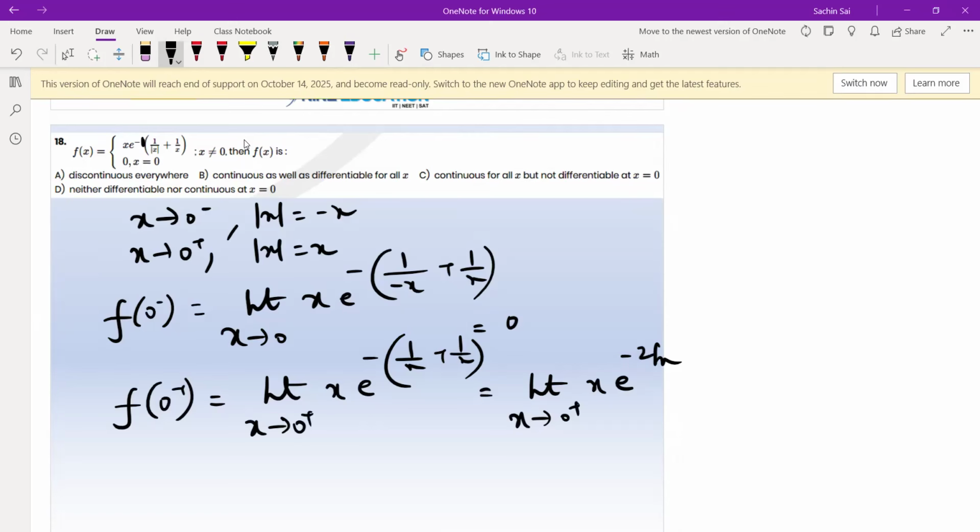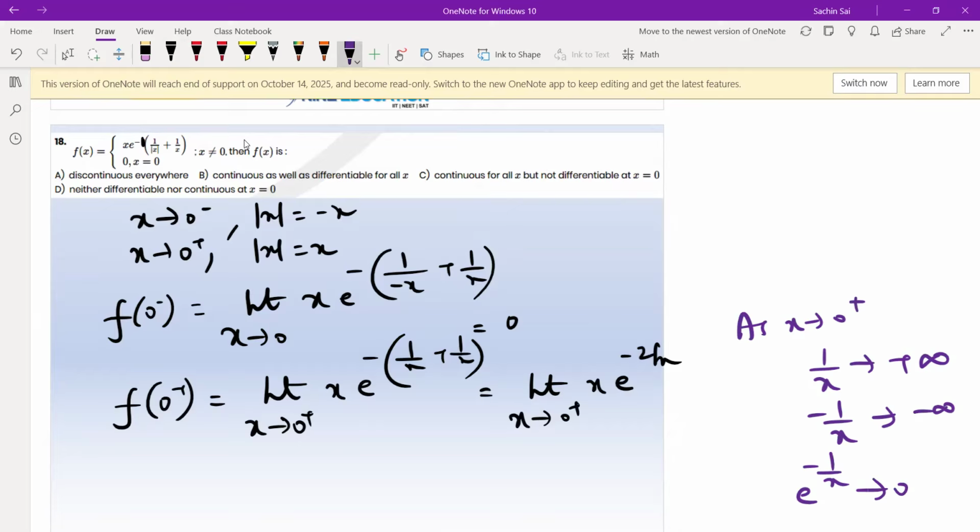Now, as x tends to 0 plus, we know that 1 by x tends to plus infinity, which means minus 1 by x tends to minus infinity. So that means e power minus 1 by x will tend to 0. That means this limit is also 0, because as x tends to 0, e power minus 2 by x also tends to 0, right? That means the left limit and the right limit are equal, and they're also equal to the value of the function, which means the function is continuous.